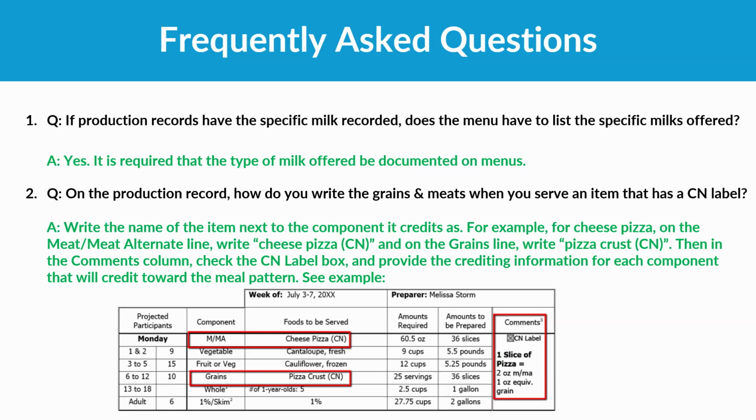And if you want to be even more detail oriented, you can say what the CN contribution to the meal pattern is. So it will tell you right on the box, if it has a CN label, 1 slice of pizza equals 2 ounces of meat alternate, 1 ounce equivalent of grain. And that will be really helpful for whoever's preparing and serving the meals to know, okay, yes, this is how much pizza we prepared, because the contribution serving sizes tells us that, yes, we have met this requirement.